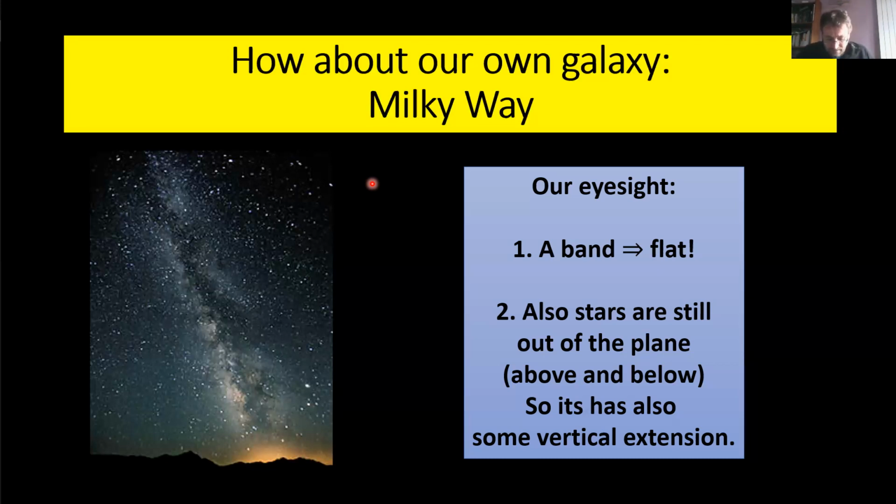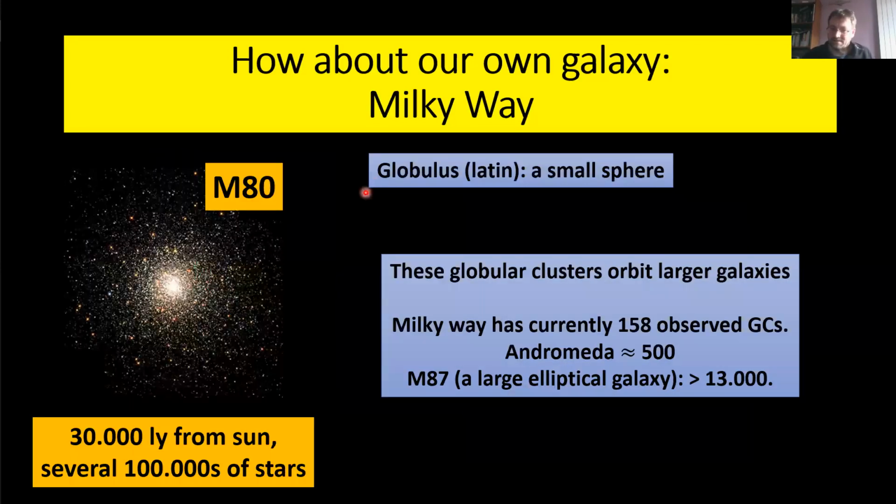So another marker that we can use is these globular clusters. Here, this M80, we nicely see this is basically some spherically symmetric structure. It is 30,000 light years from the sun and has several hundred thousand stars. Globular clusters. Globulus is, by the way, the Latin word for small sphere.